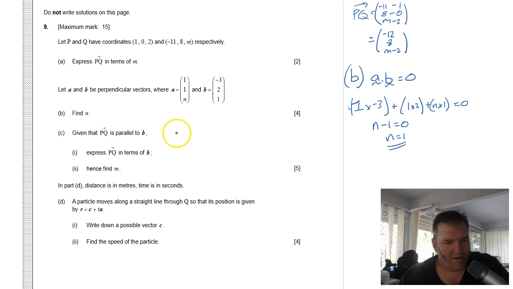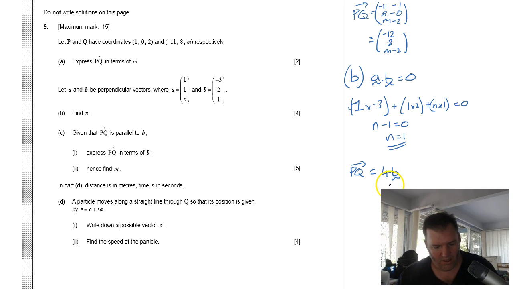Got your next one done. Given that PQ is parallel to B, express PQ in terms of B. So PQ, if it's parallel, it's going to have the same components. So you can see here, B is negative 3, so that needs to be multiplied by 4 to end up at negative 12. Similarly, 2 needs to be multiplied by 4 to get to 8. So obviously PQ, we can assume, is 4 times B.